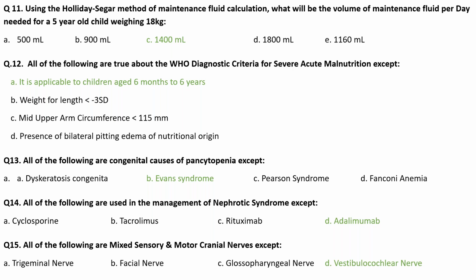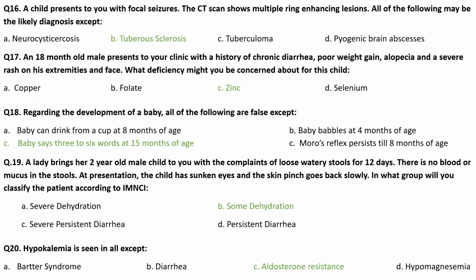All of the following are mixed sensory and motor cranial nerves except, this was a simple question, the answer is vestibulocochlear, which is the only sensory nerve. The others were the mixed sensory and motor nerves. Then a child presents to you with focal seizures. CT scan shows multiple ring enhancing lesions. All may be the likely diagnosis except neurocysticercosis, tuberculoma, and pyogenic brain abscess. These are common differentials for multiple ring enhancing lesions. In tuberous sclerosis, we primarily do not have ring enhancing lesions. We have multiple tubers and white matter changes.